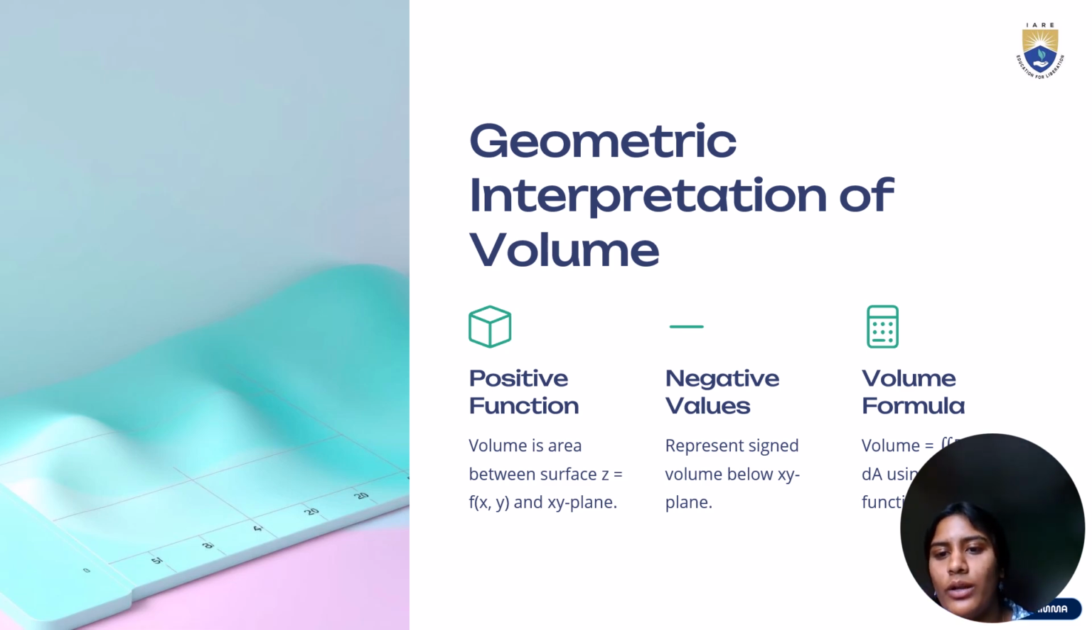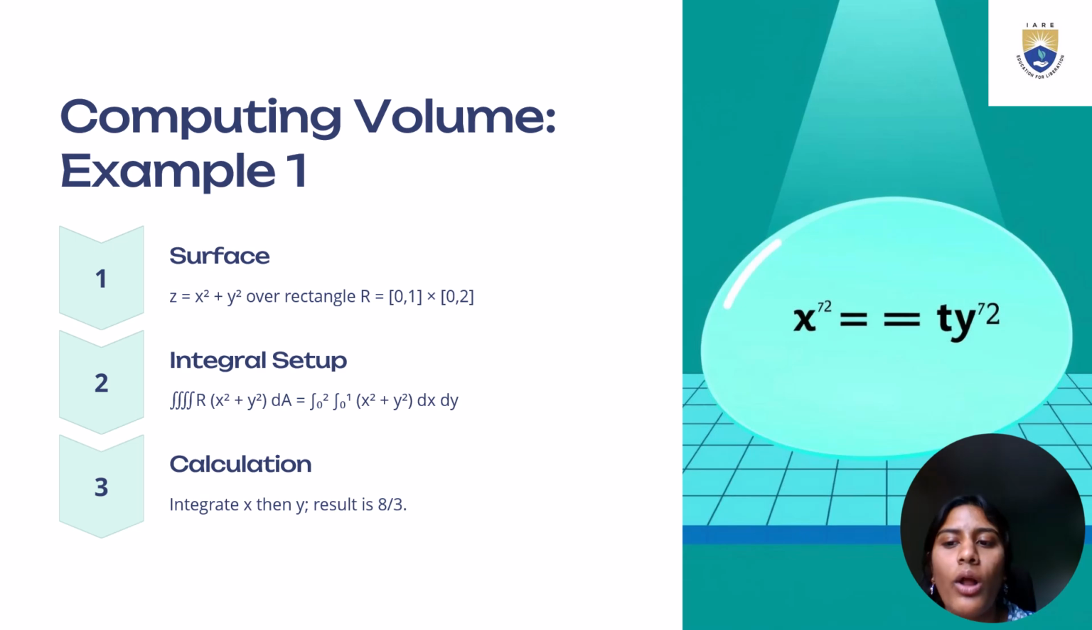And the general volume formula. The general volume formula we use here is the double integral over R of f of x comma y dA. So we learned about the geometrical interpretation of volume in this slide, which includes positive functions, negative values, and the volume formula. Now we're going to jump into computing volume.